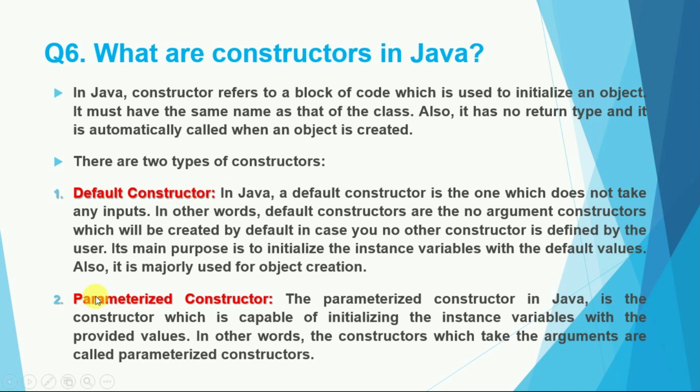Next is the parameterized constructor. As the name says, it is the constructor which is capable of initializing the instance variables with the provided values. So we can pass values to this parameterized constructor. In other words, a constructor which takes arguments is called a parameterized constructor. I hope you understood the difference between the default constructor and the parameterized constructor, and what a constructor is in Java.